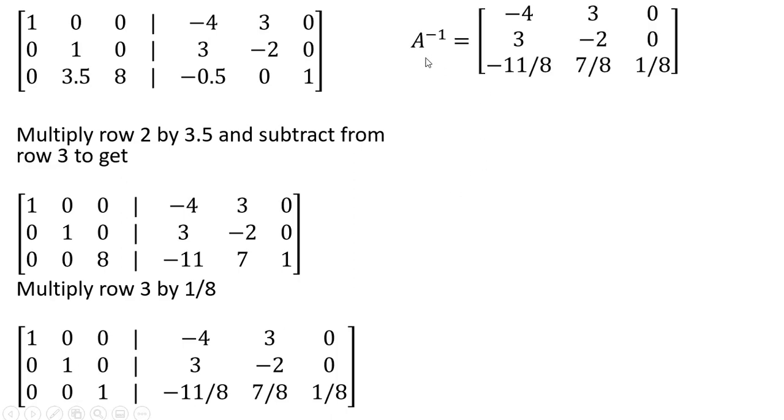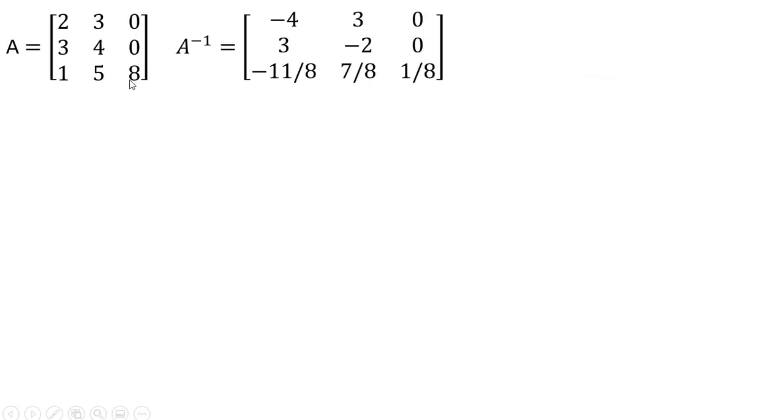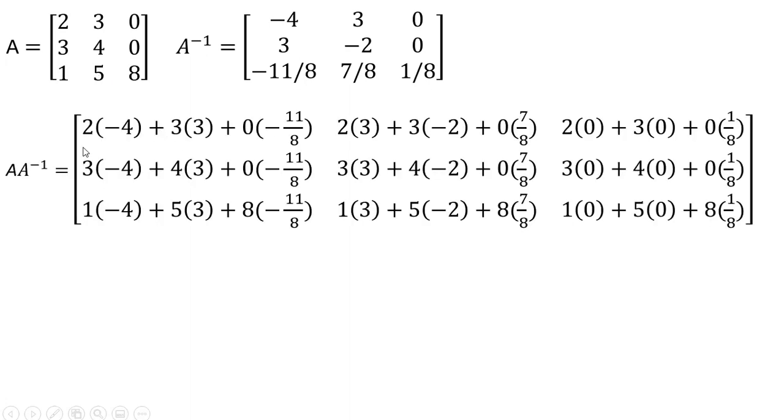So we're going to say the inverse matrix A is going to look like this. And we can check our answer by multiplying these two matrices. And if we multiply these two matrices, we should just get the identity matrix, and we do.